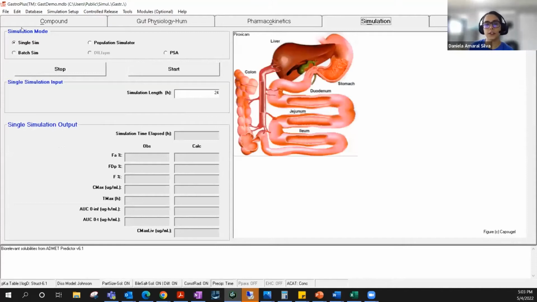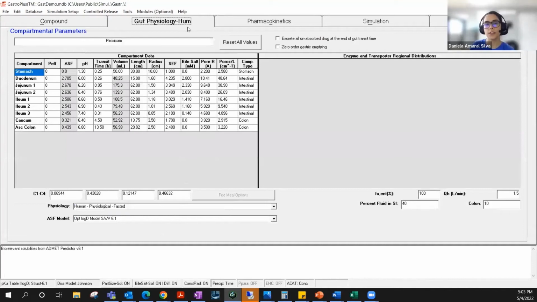And then, firstly, we would ask them to run a single simulation with all the default values, right? And one thing also to mention here about the gut physiology, we would also ask them to assess whether the physiological state would affect the performance of their drug, either in a human fasted or fed state.